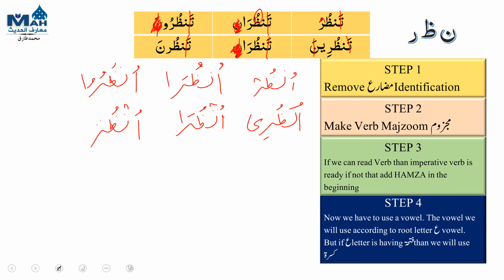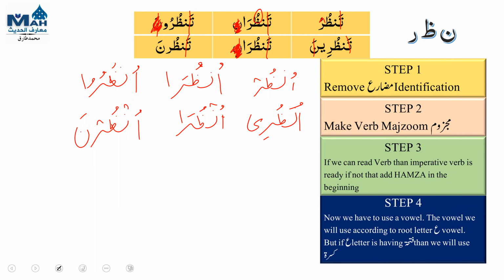انظروا انظرن. Unzur. What does it mean? See, yeah. Unzur ya Khalid. Watch, oh Khalid, or see, oh Khalid. If I say Unzurni, see me, or look at me.